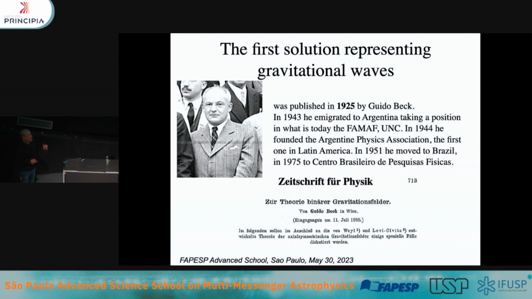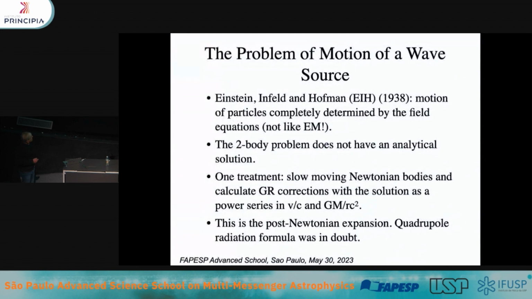In 1951, he moved to Brazil, and he worked at the Centro Brasileiro de Pesquisas Físicas and actually at the University of Sao Paulo as well. And so he was extremely influential in developing physics in Argentina and in Brazil. And so, continuing with this history.